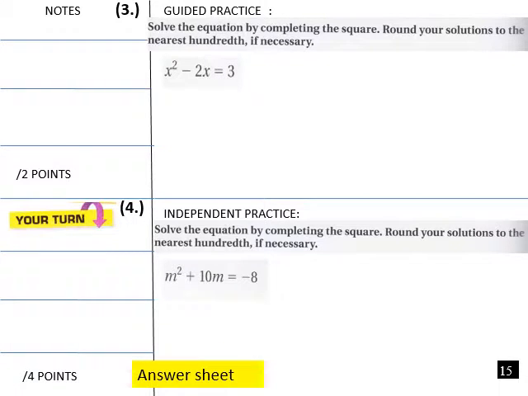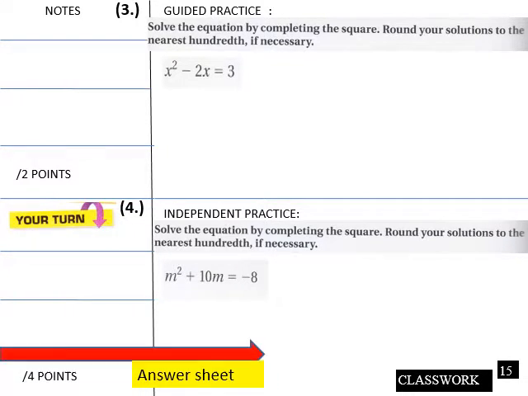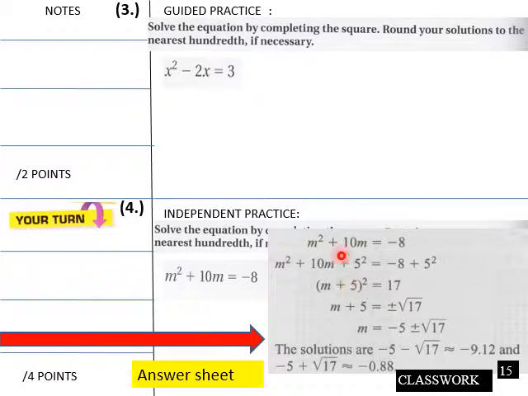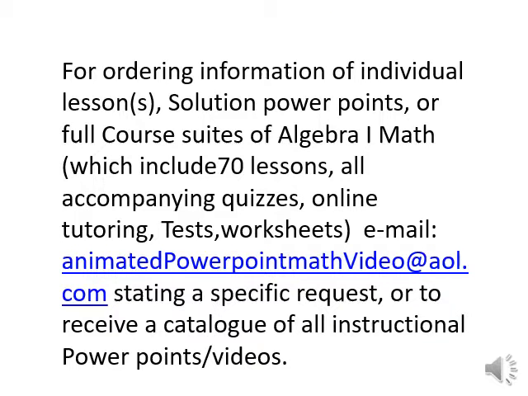And oh yes, it's your lucky day, students. Mr. Ruff's being generous. Here's your solution for this one here, m squared plus 10m. So we're going to take 1/2 of 10 and then square it, add it to both sides. We get this on the left side, we get this over here on the right. Take the square root of both sides, m equals negative 5 plus or minus the square root of 17, and whatever that is, those are your two solutions here. Negative 9.12 and negative 0.88 would be your solutions there.